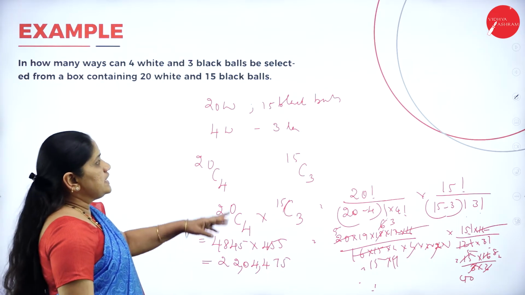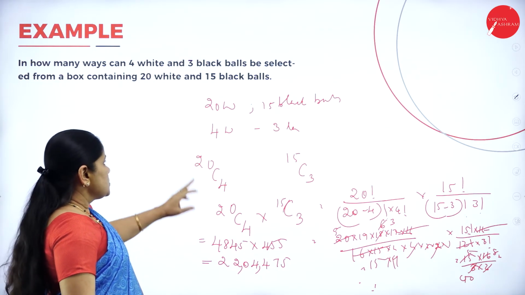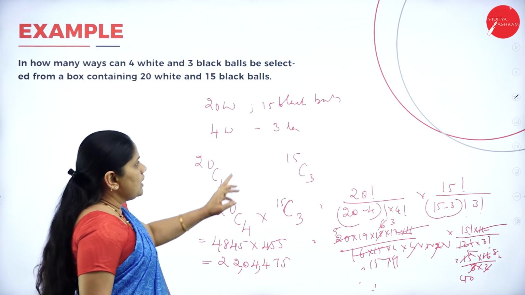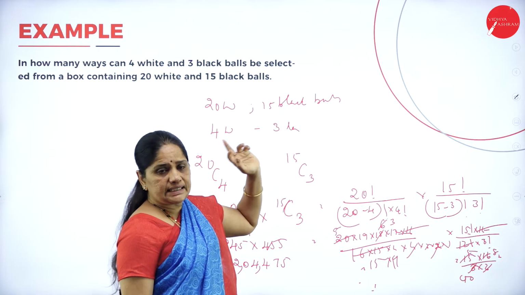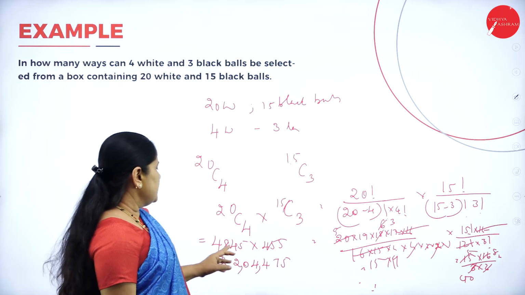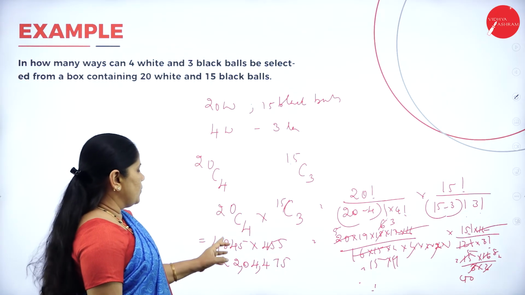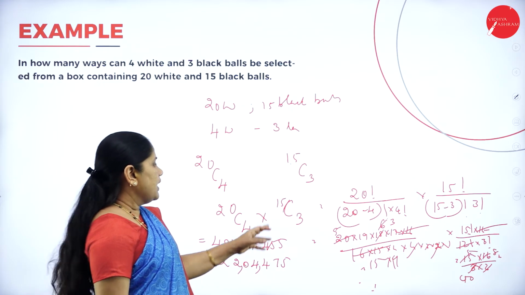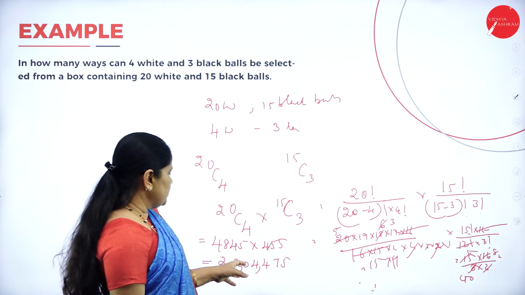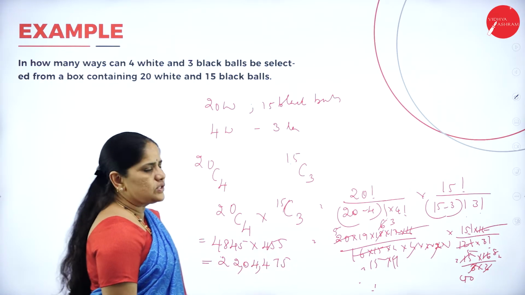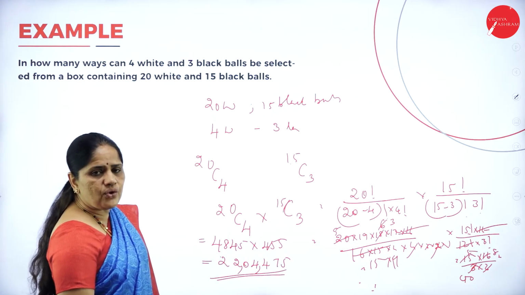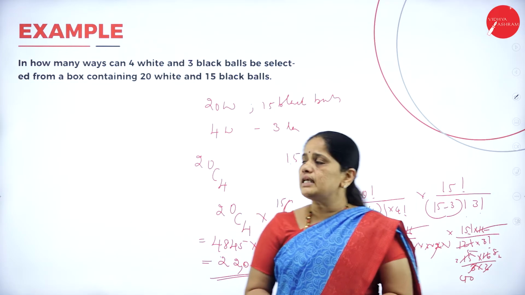So, we have so many ways of selecting the balls. Out of 20 white, I have to select 4 white, so it will be 20C4. Out of 15 black balls, I have to select 3 black balls, so 15C3. So, 20C4 into 15C3. When I simplify, 20C4 is 4845 and 15C3 is 455. So, together it comes up to 2204475. So, this is the answer. So, I can do it in 22,04,475 ways.